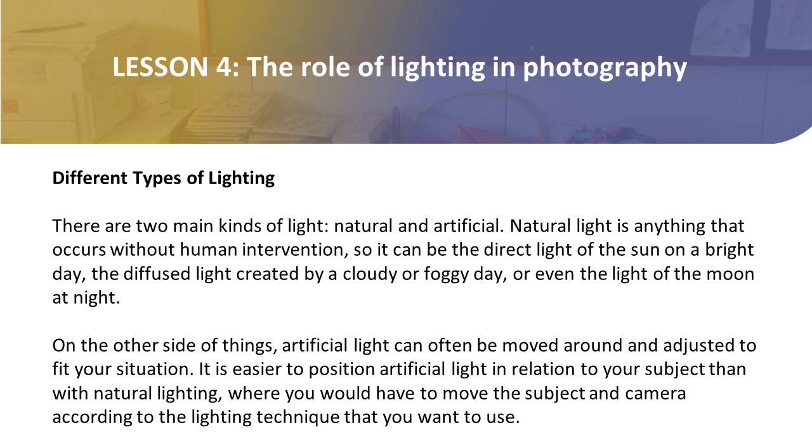On the other side of things, artificial light can often be moved around and adjusted to fit your situation. Artificial light is easier to position to create the desired effect and shadows you want with your subject than natural light, where you would have to move the subject and camera according to the lighting technique that you want to use.